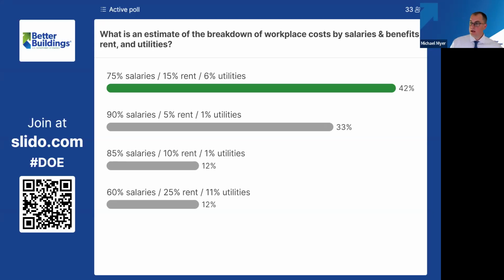All right, we got about 32 responses. So I would say, looking at this, we have one main answer, but a second runner-up. Most people think that it's about 75% salaries, 15% rent, and 6% utilities, and a close second is 90% in salaries. Next slide, please.